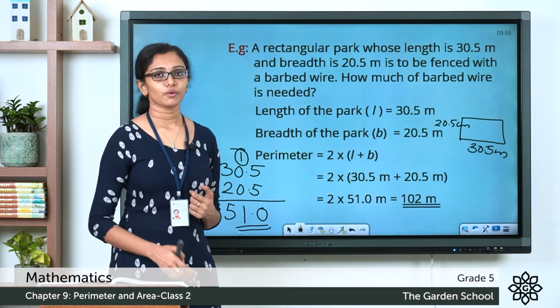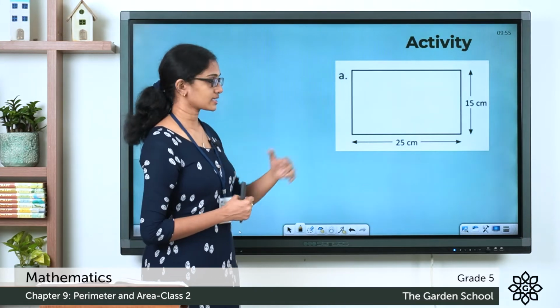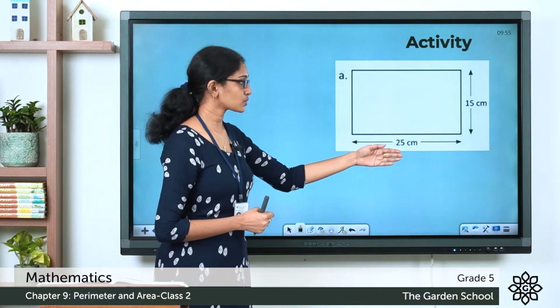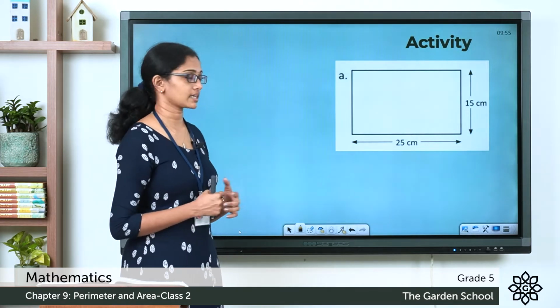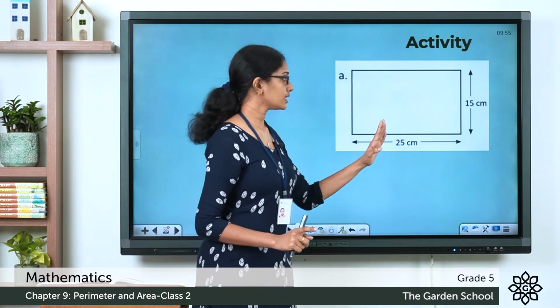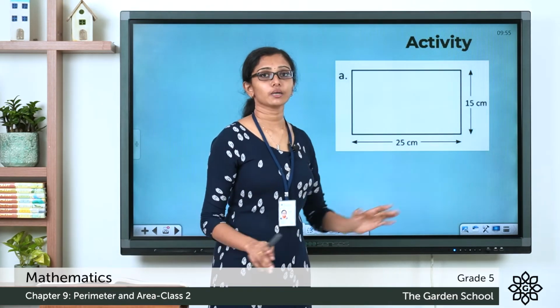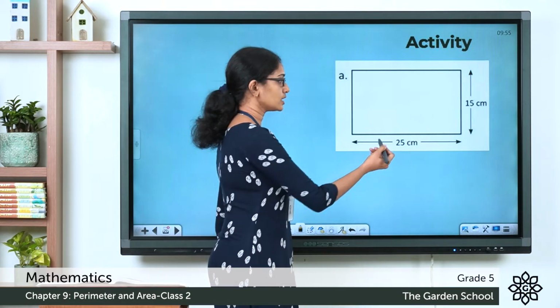Now, we will see a couple more examples. See this question here. This is a rectangle and it has got length 25 and breadth 15. You have to find out the perimeter of this rectangle. So, to find out perimeter, just add up the length and breadth, multiply that by 2. That's it. So, 25 plus 15, how much is it?